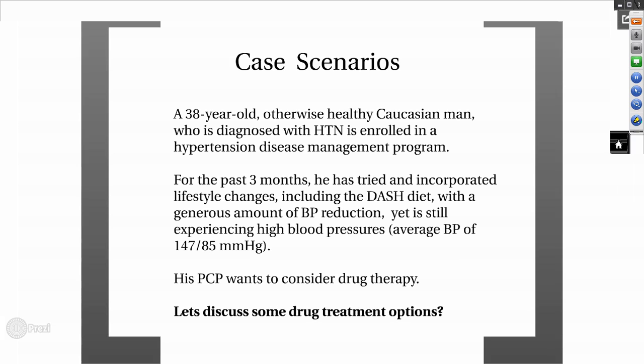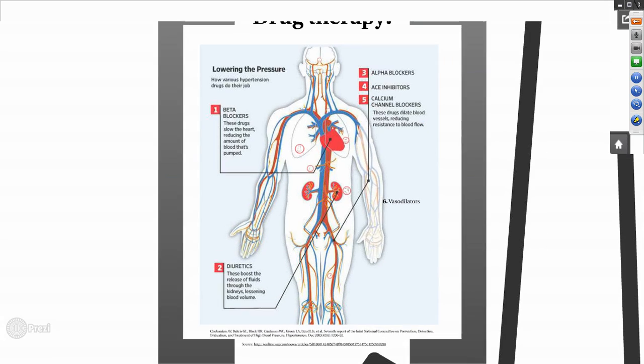So let's discuss some drug treatment options. So I have this really, really cool diagram for you guys.